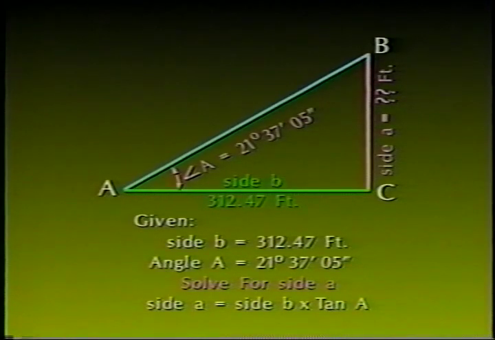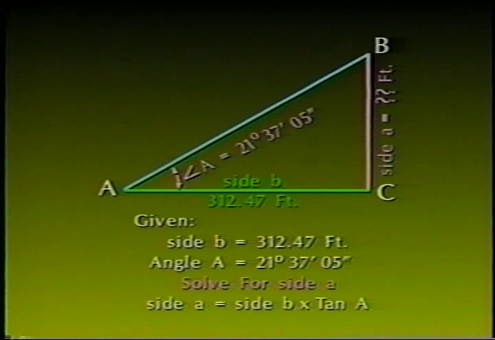On your sketch, note that the only given side is B and the only given angle is A. That means your equation will have to be one that contains these elements. From inspection of the equations, it appears that the best choice would be side A equals side B times tangent A. If you agree, pause the tape now and complete your solution, and then come back on to check my solution. Now that you're back, let's review my solution.